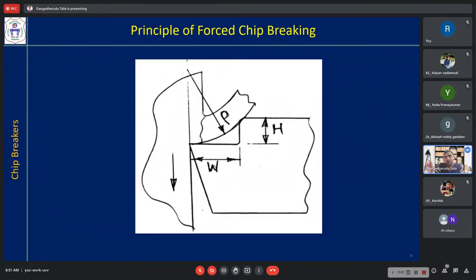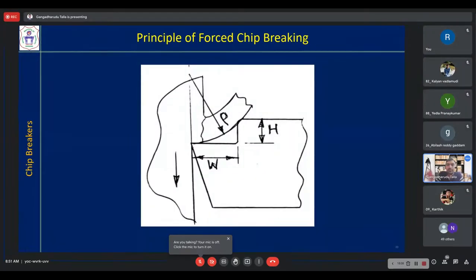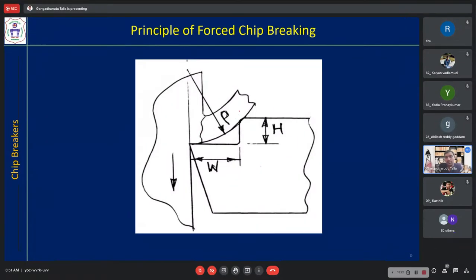Now, the principle of forced chip breaking. Our chip is acting like a cantilever beam, and you are providing a height of H and a width of W on the cutting tool. Whenever the chip comes and hits this heel, this is called the heel, it will break here due to brittle fracture. So this is the principle. This width and height will vary, and based on that, the chip size will vary. Understand?